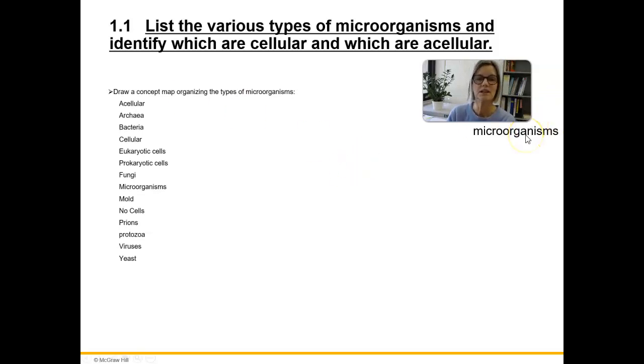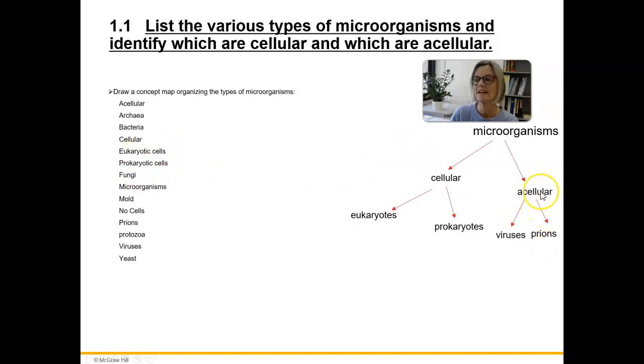I'm going to start off with microorganisms. And if you think of the most general terms here, hopefully you would get to the terms cellular and acellular. So I'm going to put cellular and acellular. The different kinds of cells are the eukaryotic cells and the prokaryotic cells, so you can cross off your terms as you go along. The acellular organisms in this list are the viruses and the prions, and we will spend more time this semester talking about those and why they're different and important.